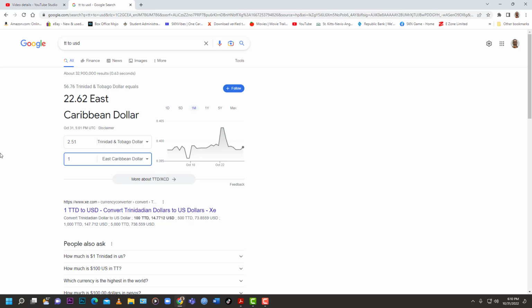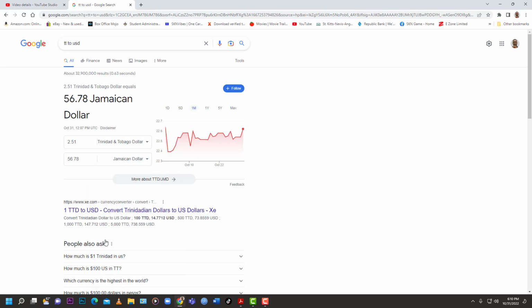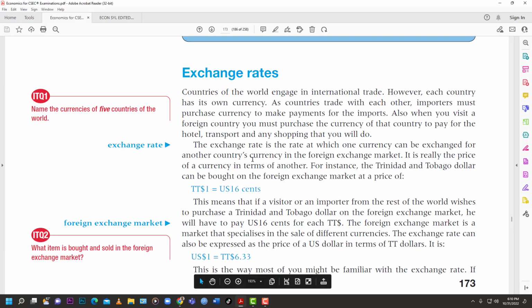So the Eastern Caribbean dollar is somewhat strong in the Caribbean. It's not as strong as the Bahamian. Bahamian is 1 for 1, 2 for 1, right? But it still has significant strength. So you can go across and just mix and match to see the exchange rate for various currencies. Let's go. 1 US dollar equals 22 Jamaican dollars, right? So we can do all of that. So that's the exchange rate in a nutshell, the definition, right?